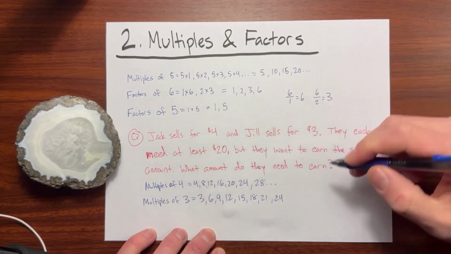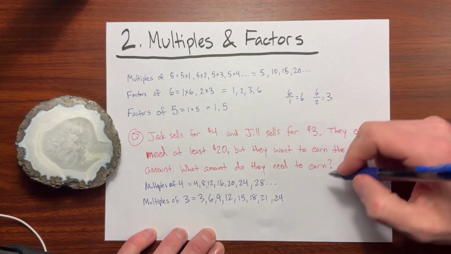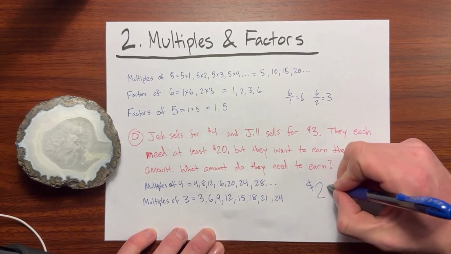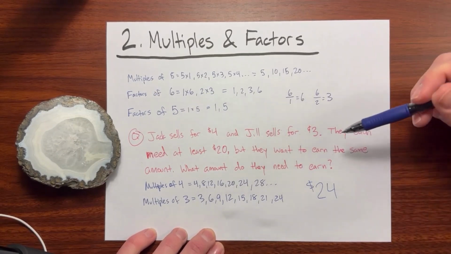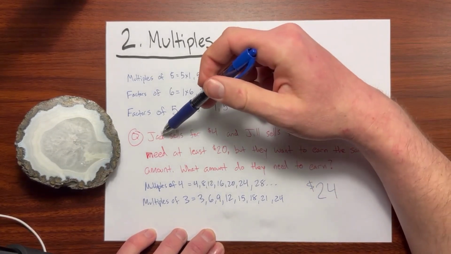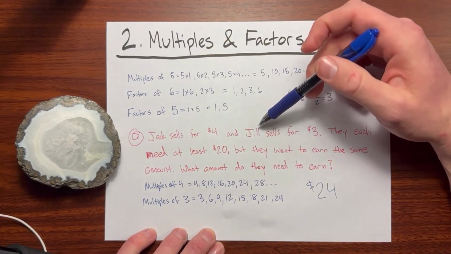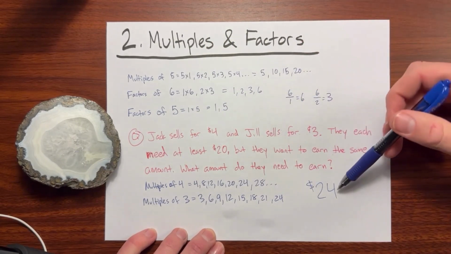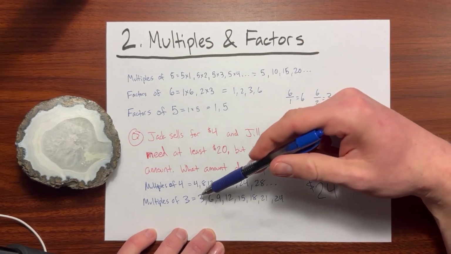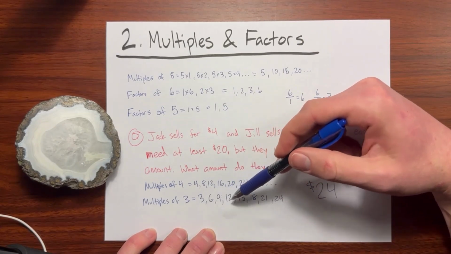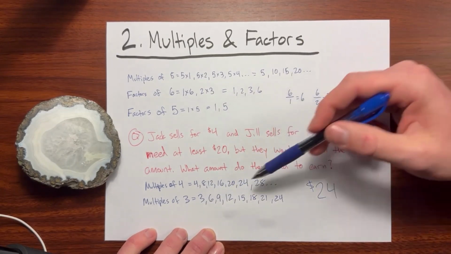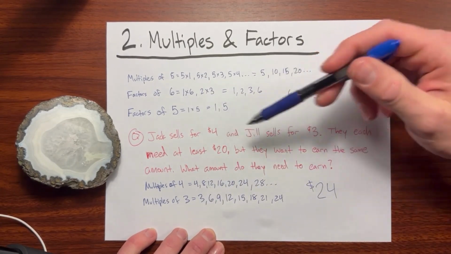There it is. So they would need to each earn $24. A problem could also ask how many drinks that Jack needs to sell or how many drinks Jill needs to sell. So you take that extra step of then dividing or seeing 1, 2, 3, 4, 5, 6, 7, 8 drinks for Jill and similarly for Jack.